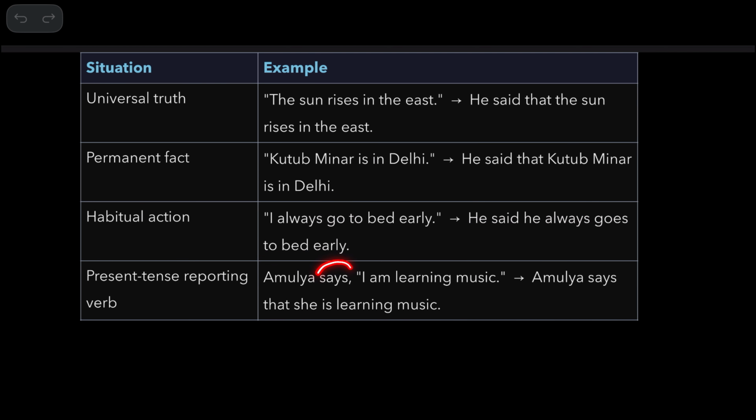Now this is called the reporting verb. The word before the comma is called the reporting verb. It is in the present tense. If it is in the present tense or future tense, the tense remains unchanged. Like, Amulya says, I am learning music. Amulya says that she is learning music.